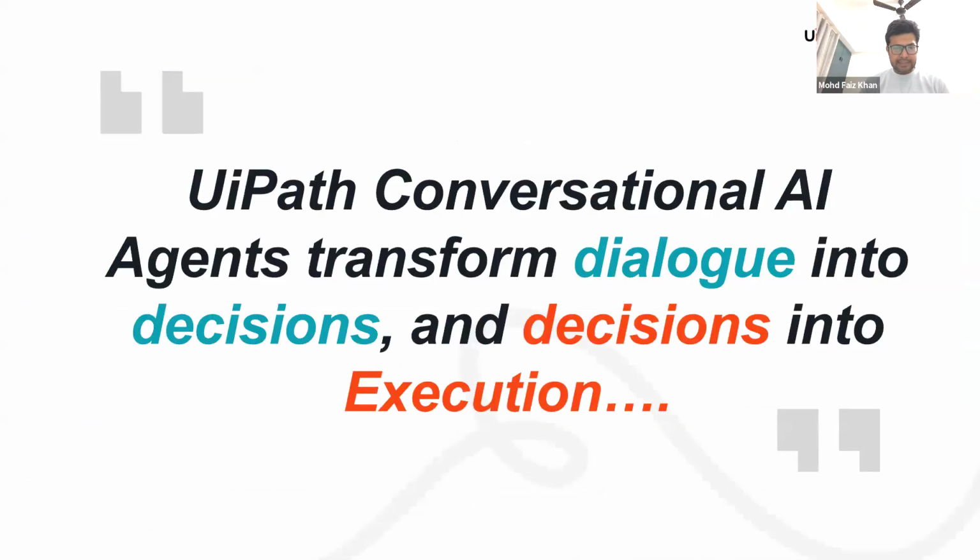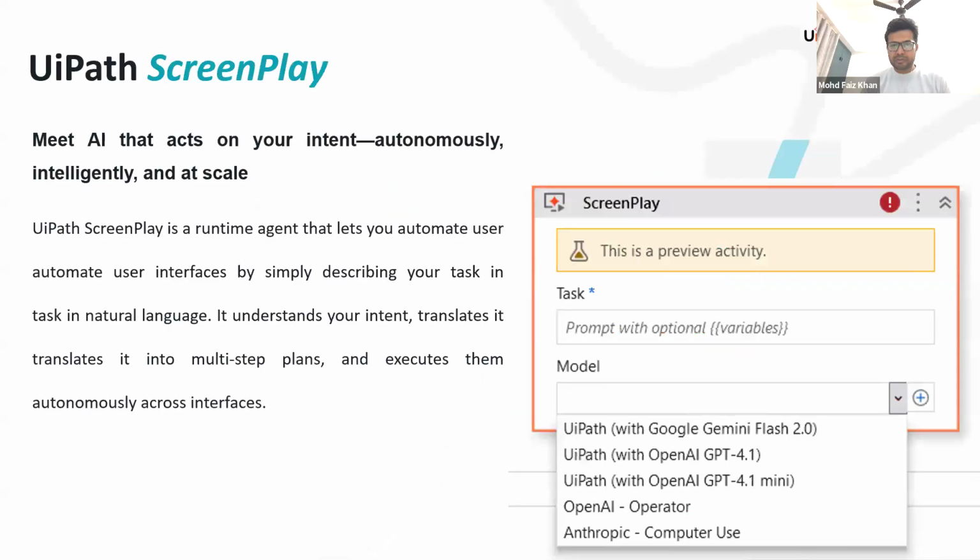So UiPath Conversational AI Agent transforms dialogues into decisions, and decisions into executions, right? While you are interacting with your chatbot, you pass some prompt, and it depends on how you have designed your conversational AI agent, meaning what the backend logic is, what tools you have integrated, and what MCP server you have integrated. It will interact with your MCP server, check how many tools are exposed within this MCP server, bring all the information in a conversational way, and display all the information within the chatbot only. We'll showcase this once we move on.